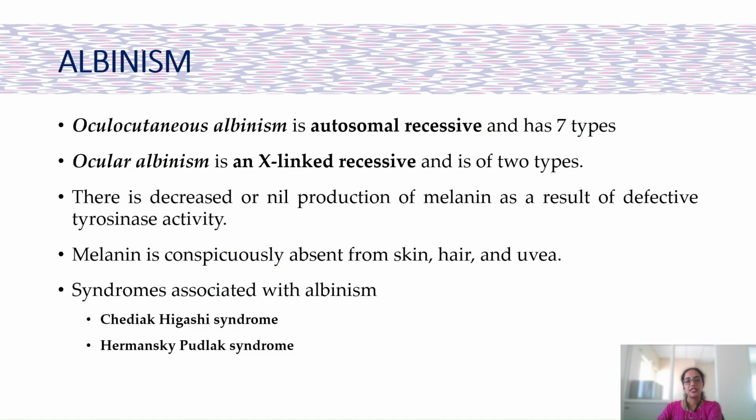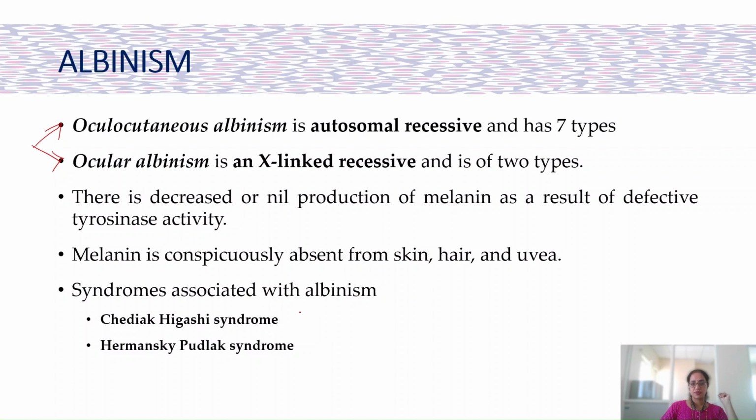The next anomaly is albinism. There are mainly two types, oculocutaneous albinism and ocular albinism. Oculocutaneous albinism is an autosomal recessive condition and ocular albinism is an X-linked condition, which can be partial or complete. Depending on whether the melanin is produced or not, it is differentiated as partial and complete. So melanin is completely absent from skin, hair and uvea, giving the typical look of albinism.